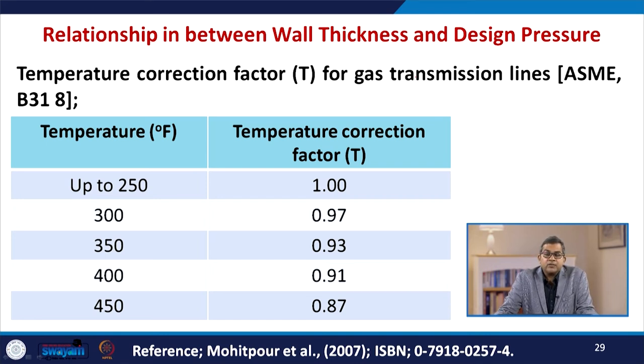The temperature correction factor for gas transmission lines based on ASME B31.8, with temperature in Fahrenheit: up to 250, the temperature correction factor T is 1.00; up to 300, 0.97; 350, 0.93; 400 carries the temperature correction factor 0.91; and 450, the temperature correction factor is 0.87.